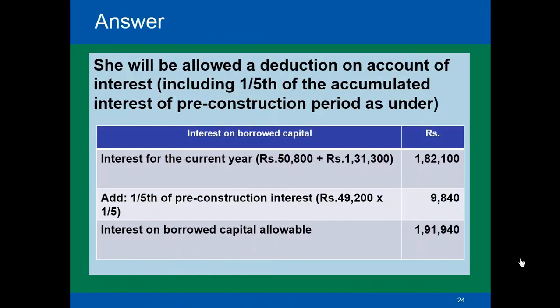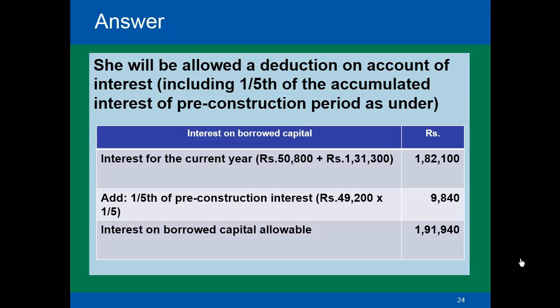First, we'll find out the interest on borrowed capital. We must understand that interest payable on borrowed capital for the period prior to the previous year in which the property has been acquired or constructed, which is called the pre-construction interest, can be claimed as deduction over a period of 5 years in equal installments, which commences from the year of acquisition or completion of construction. So she will be allowed a deduction on account of interest, including 1/5 of the accumulated interest of the pre-construction period, and the details are as follows.